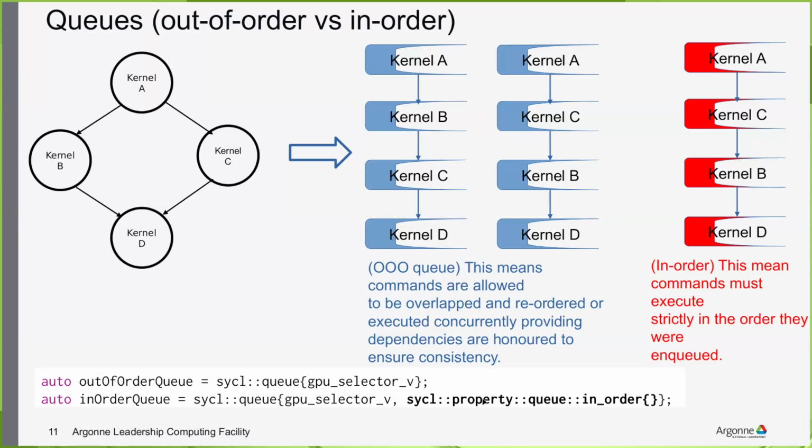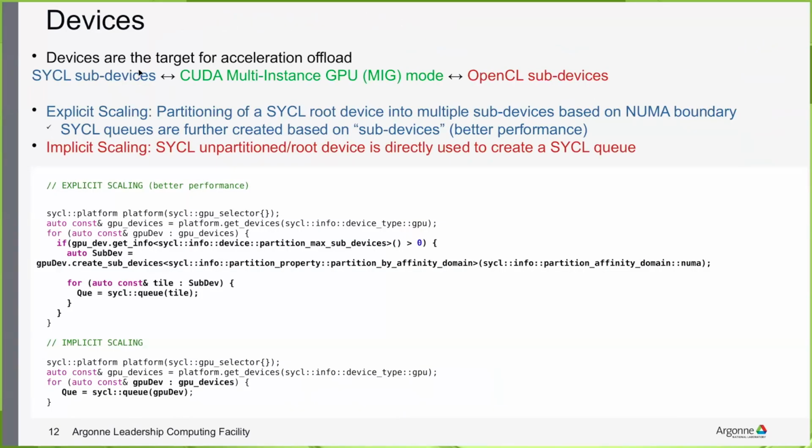Because if you get a wrong answer, the most likely culprit is you did not have an in-order property, and that's where all the concurrency differences came from. As I was saying, devices and subdevices in the earlier slides, SYCL has a concept called subdevices, which means, in the CUDA world, MIG mode. So you can have multiple instances of a single physical GPU. The same paradigm or concepts apply as SYCL subdevices, or if you're familiar with OpenCL, you have OpenCL subdevices.